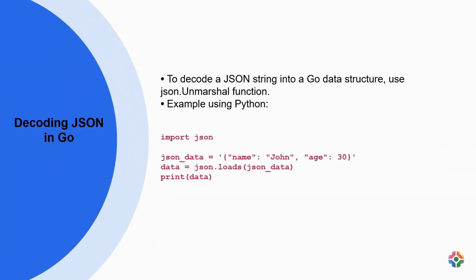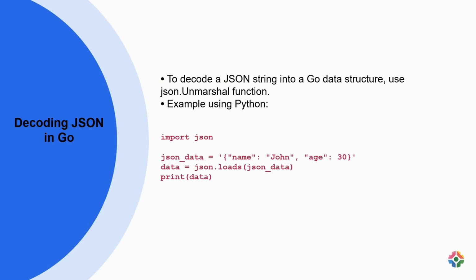Decoding a JSON string into a Go data structure can be done using the json.Unmarshal function. For example, in Python, you can achieve this by importing the JSON module, creating a JSON string, and then using json.loads to decode it into a Python data structure. Similarly, in Go, you can do this by using the json.Unmarshal function to decode a JSON string into a Go data structure. This function takes the JSON data as an input byte slice and a pointer to the Go data structure you want to decode it into.